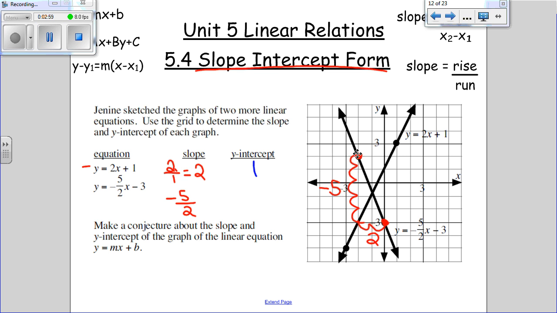Always go left to right. It really helps your negatives, right? Just a reminder of rise over run. It helps your negatives go down. The y-intercept for this one is right here. It's at negative 3.